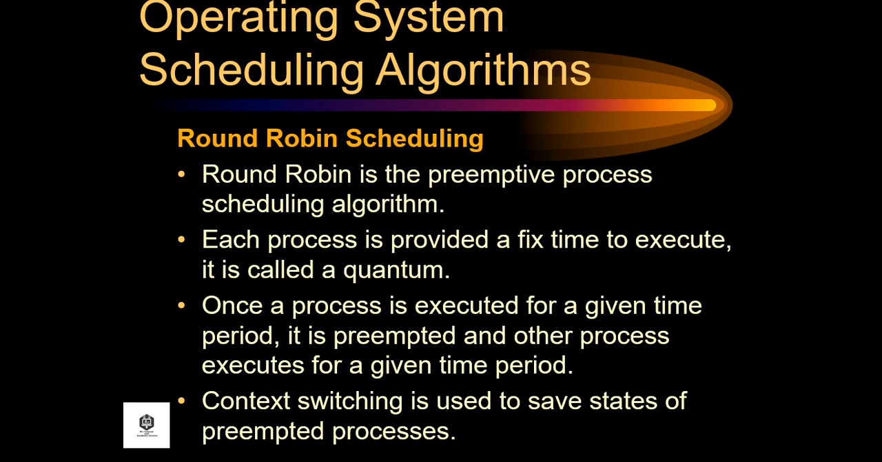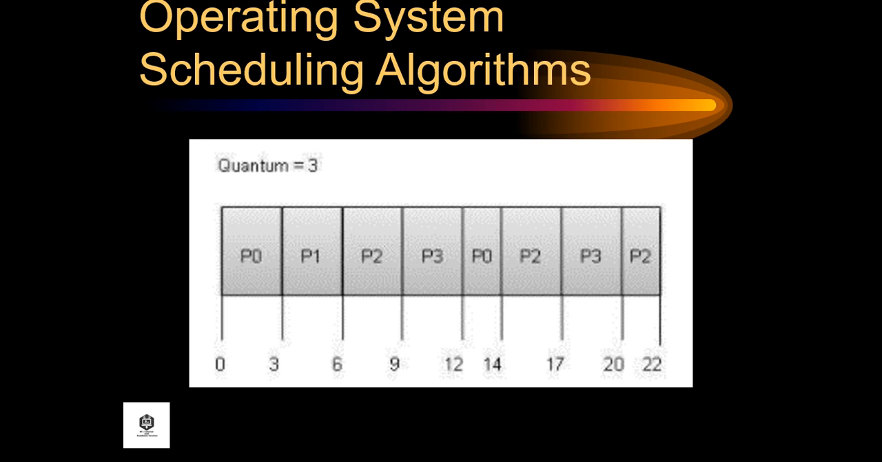Another scheduling algorithm is round-robin scheduling. Round-robin is a preemptive process scheduling algorithm. Each process is provided a fixed time to execute. It is called a quantum. Once a process has executed for a given time period, it is preempted and another process executes for a given time period. Then context switching is used to save the states of preempted processes. So this is the example.